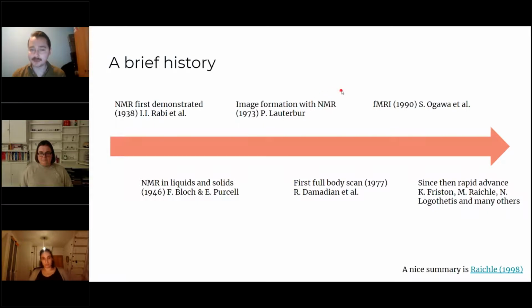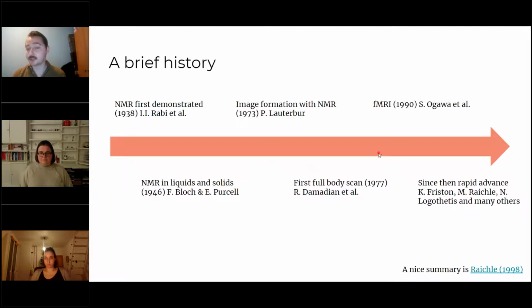The first full body scan, as far as we are aware, of a person was demonstrated by the American physician Raymond Damadian in 1977. This scan took around 4 hours. So it was, with the existing technology, pretty difficult to do, but it was feasible, and that's the important point. And the first paper published on this was, I think, a year later by a different research group.